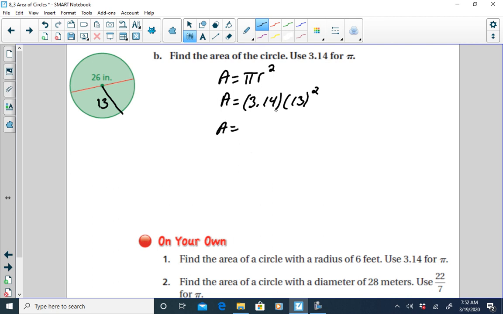Area is going to be equal to, make sure that you multiply 13 times 13 first. So that's going to be 3.14 times 13 times 13, which is 169, and then we multiply 3.14 times 169. Area is going to be 530.66, and those are square inches.